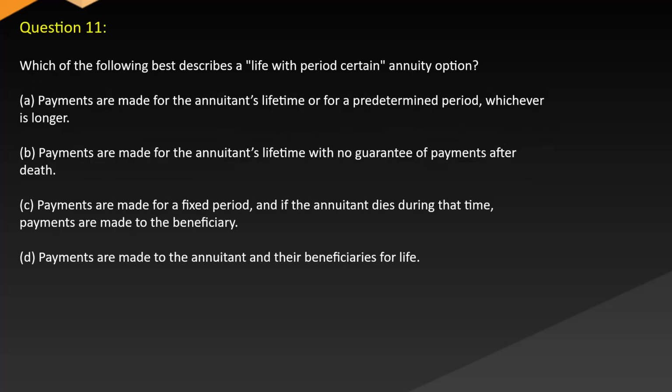Question 11. Which of the following best describes a life with period certain annuity? Option A. Payments are made for the annuitant's lifetime or for a predetermined period, whichever is longer. B. Payments are made for the annuitant's lifetime with no guarantee of payments after death. C. Payments are made for a fixed period, and if the annuitant dies during that time, payments are made to the beneficiary. D. Payments are made to the annuitant and their beneficiaries for life.